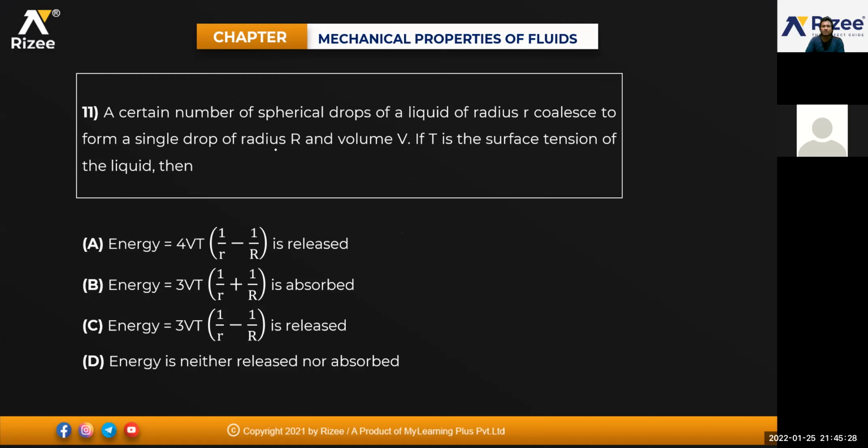Next question. A certain number of spherical drops of liquid of radius small r coalesce to form a single drop of radius capital R and volume V. If capital T is the surface tension of the liquid, then what is the energy released or absorbed? First tell me that relation.